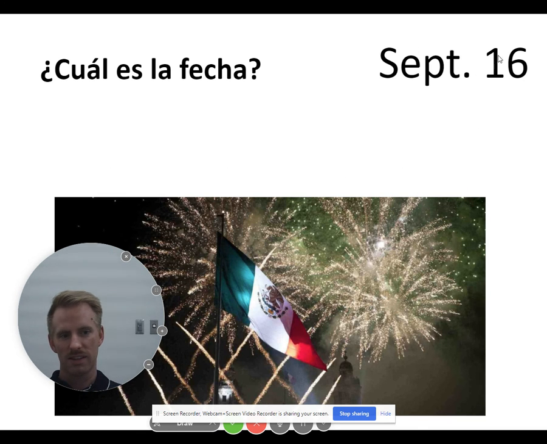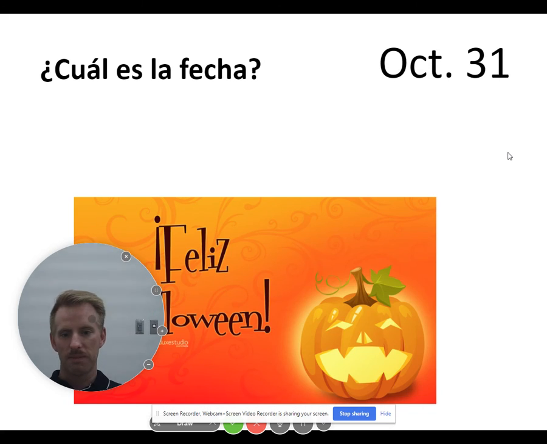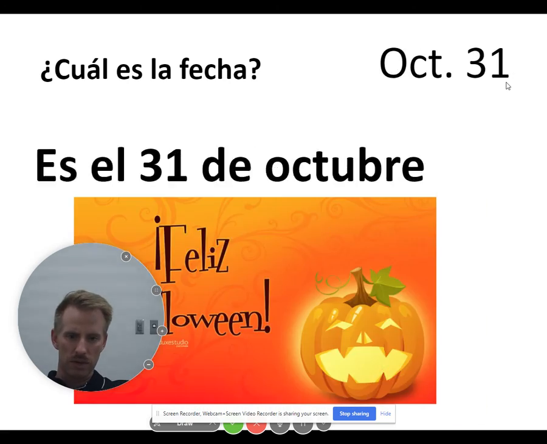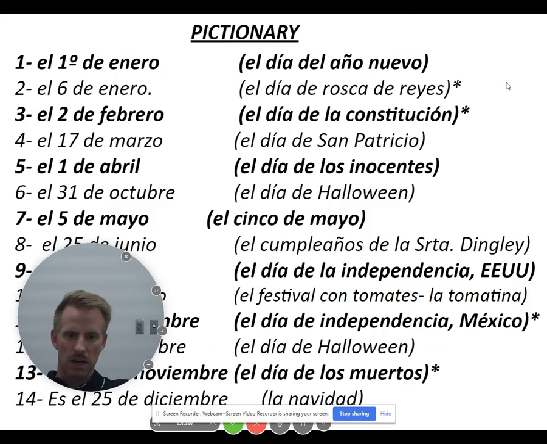¿Cuál es la fecha? Bien. ¿Cuál es la fecha? El 31 de octubre. ¿Sí? Ok. Ya terminamos con esto. I think you guys got how dates work.